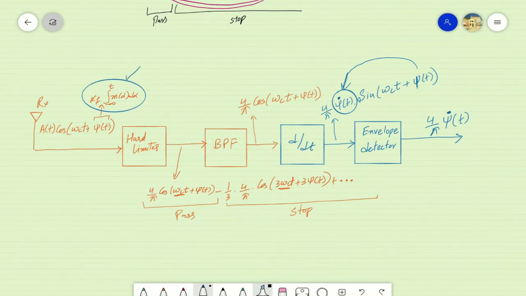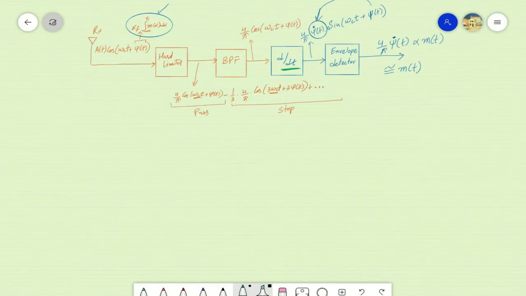If psi of t is the integral variant of the information signal, we will receive as output of this block something proportional to the information signal. Precisely for the case of a frequency modulated signal, the output will be approximately equal to the information signal. The derivator in this block diagram can be realized through different realizations.